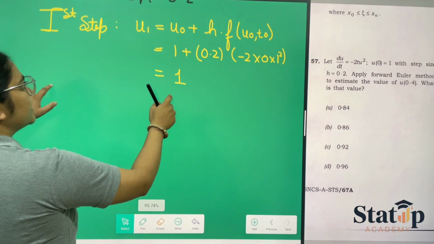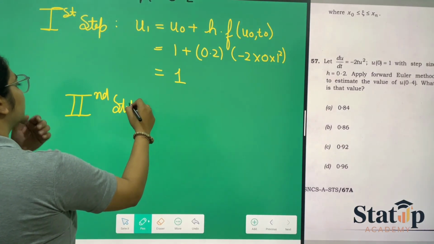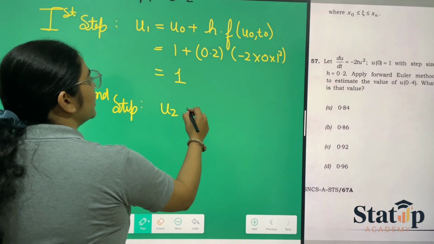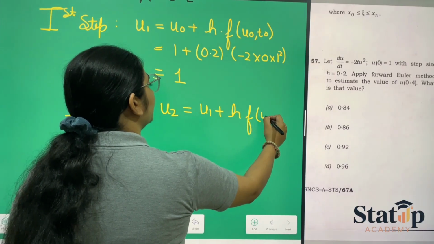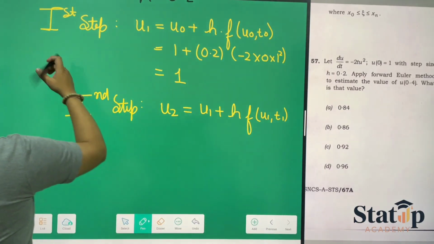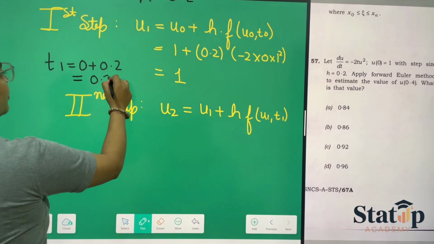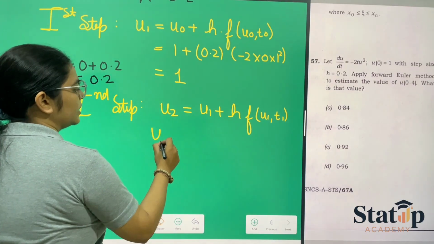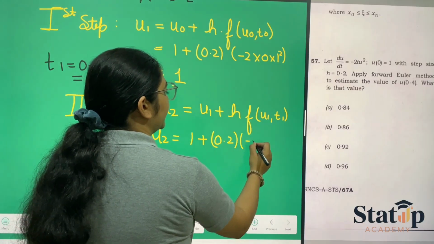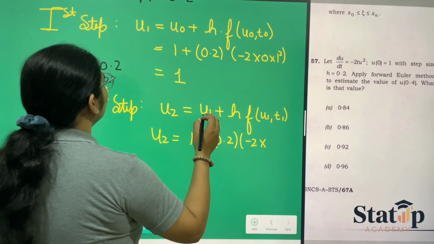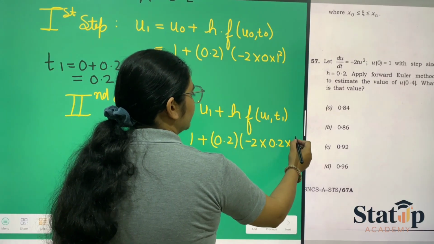Now moving towards the second step and the last step of this question, this will be u2 is equal to u1 plus h f(u1, t1). Now t1 here will become 0 plus 0.2, which is equal to 0.2. So u2 is equal to u1, which is 1, plus h, which is 0.2, into minus 2 into t1, which is 0.2, into u1 whole square, which is 1 square.